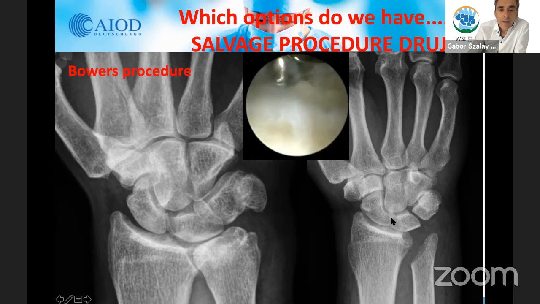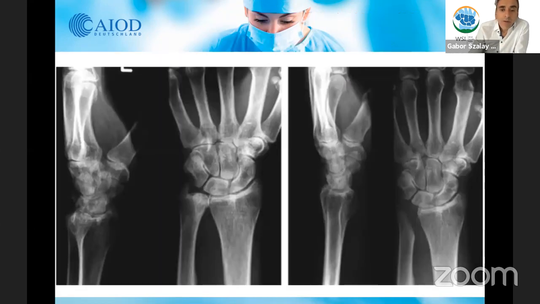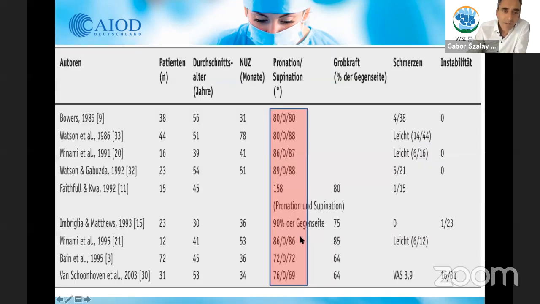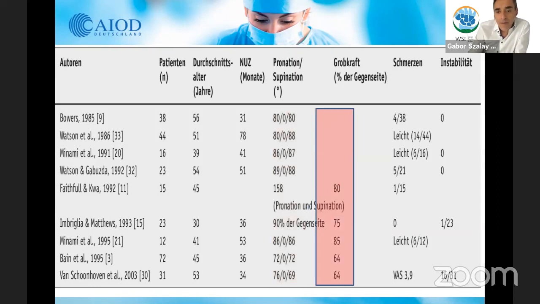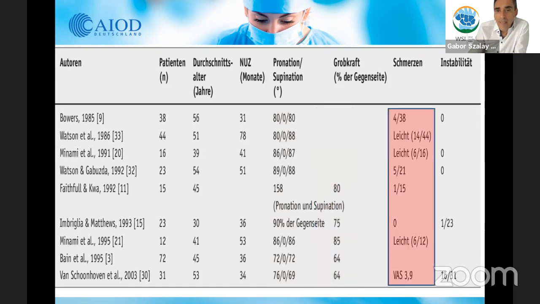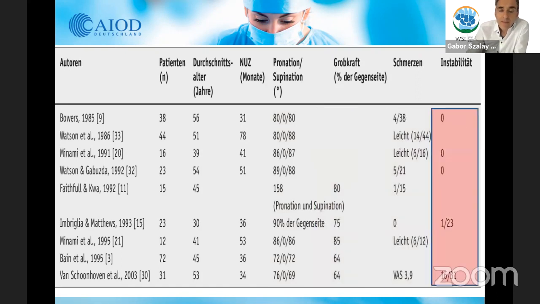You can do it arthroscopic, like here, or open, and it is a hemiresection of the distal ulna. The same here, the arthrosis of the distal radius ulna joint and the hemiresection of the distal ulna. The results, if you look at some publications, are pronation and supination nearly normal, 80 to 90%. The grip strength is about 60 to 80% of the opposite side, but pain is better. And just in a few cases, instability. A German hand surgeon and a friend of mine, Professor van Schoonhoven, published instability in 16 of 31 patients. The other publications said no instability or just one patient with instability.